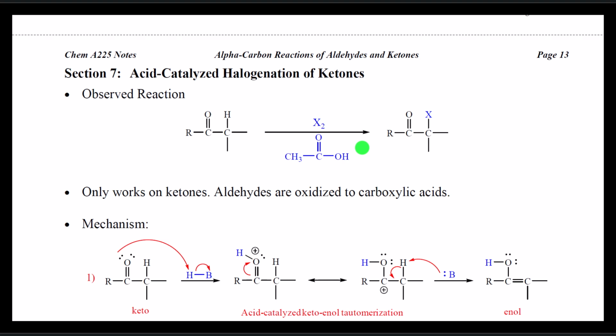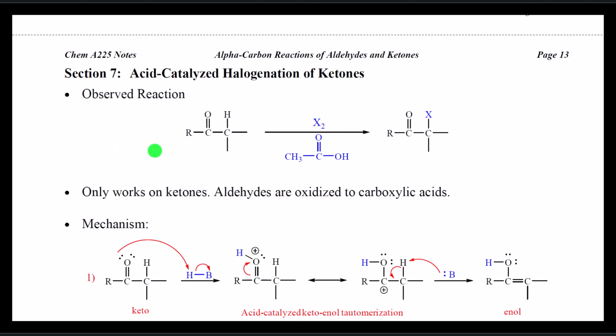In addition to carbon groups, we can also add halogen to enolate. We're going to look at two reactions that do this, one under acid conditions and then one under base conditions. The first one is the acid-catalyzed halogenation of ketones.